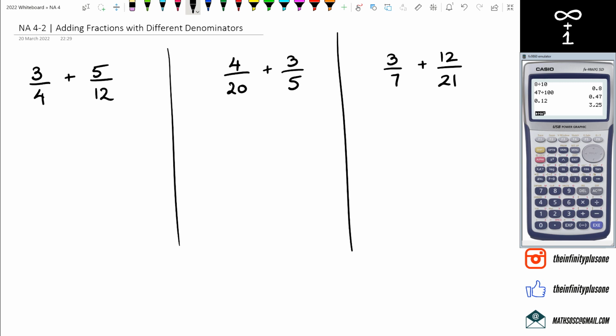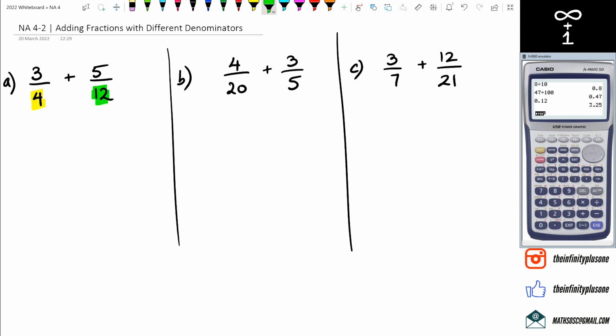So what we've got here is question A. I should really put some question numbers. So in question A, what we've got is 3 over 4 plus 5 over 12. Now, the problem is we can't add these two together until the denominators are the same. So we've got to figure out a way to make the denominators the same. And I guess the key thing is having a look at the denominators. In this case, we've got a 4, and in this case, we've got a 12.